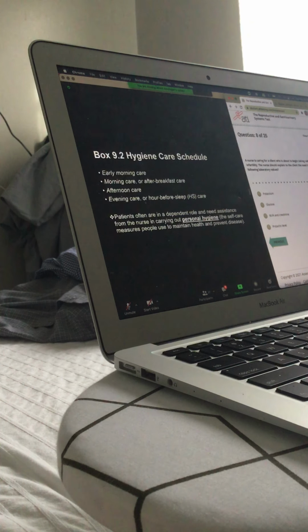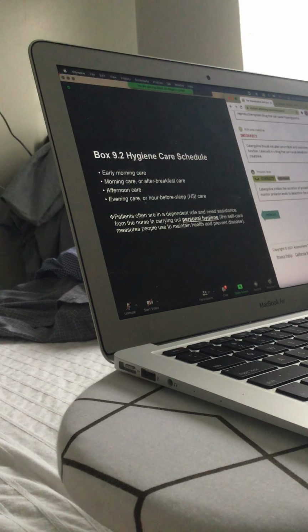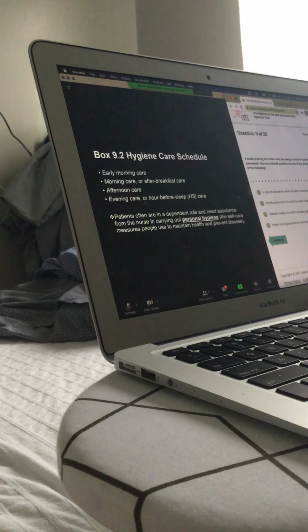This is also the time where you would provide them showers. Nail care, hair care, oral care, usually done after breakfast. Early morning care, what do we do? You usually want to prepare them for breakfast, right? So what is usually performed in early morning care? Oral care. You get them dressed and ready for breakfast. You brush their hair so they're presentable, and their teeth.